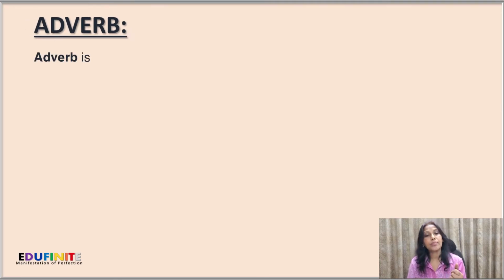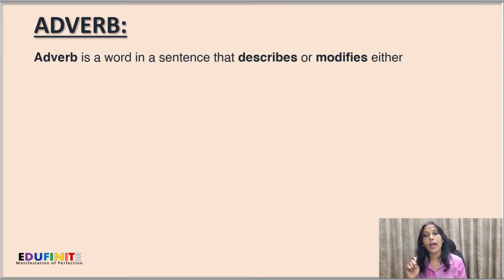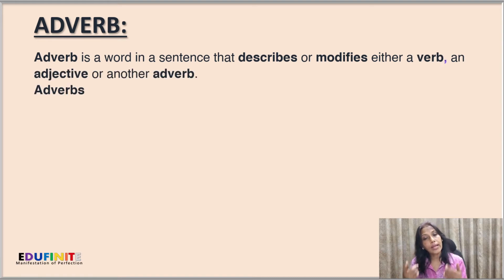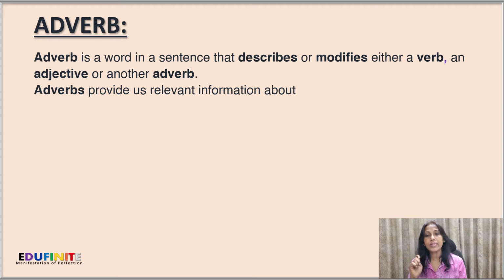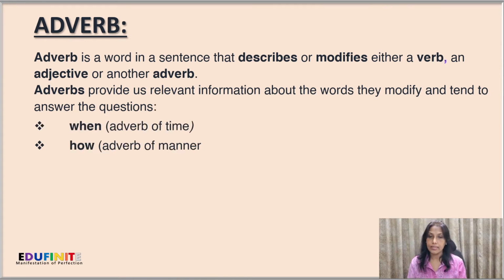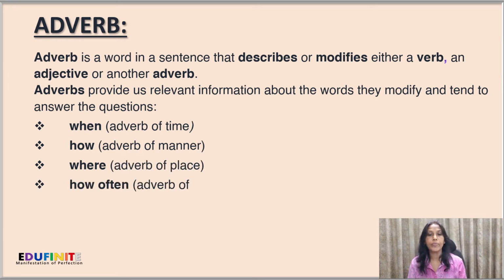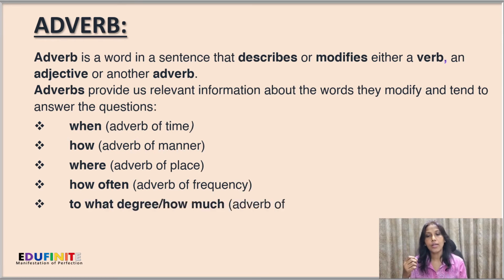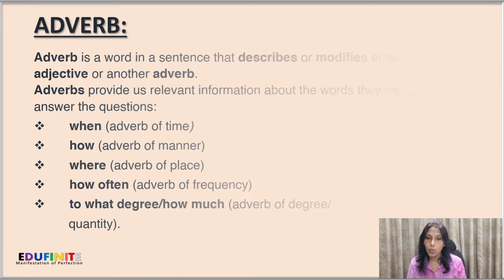Now, the next comes adverb. What is an adverb? An adverb is a word in a sentence that describes or modifies either a verb, an adjective, or another adverb. Adverbs provide us relevant information about the words they modify and tend to answer the questions when, that is adverb of time, how, that is adverb of manner, where, that is adverb of place, how often, adverb of frequency, to what degree or how much, that is adverb of degree or quantity.